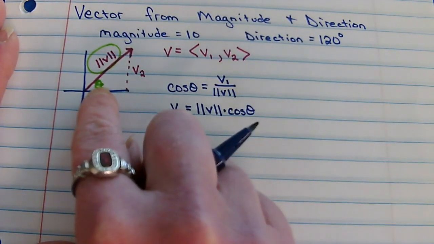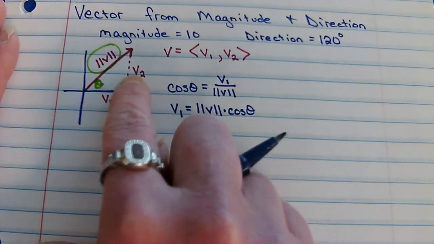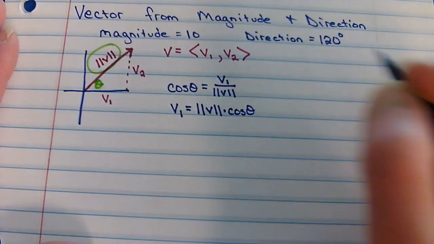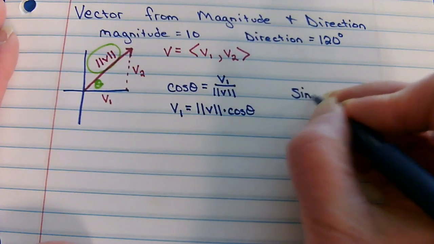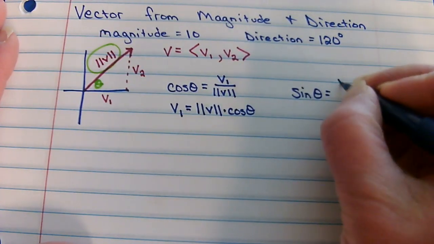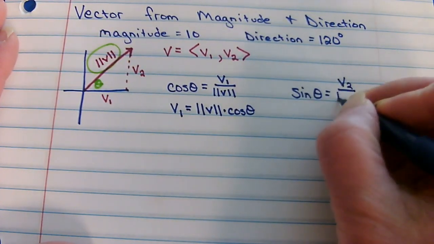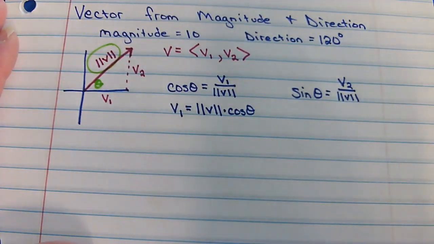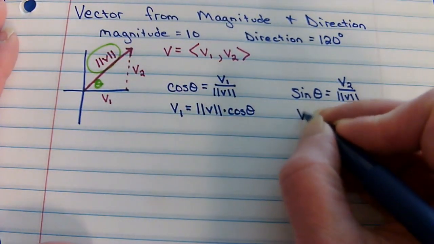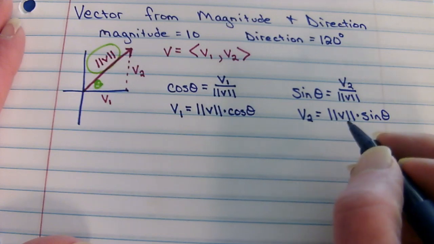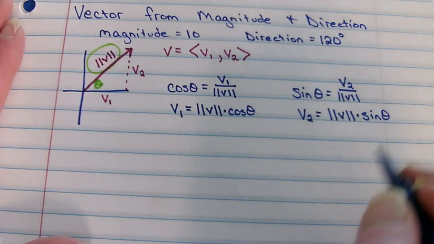For the vertical component, it is opposite. Opposite over hypotenuse is sine. So opposite over hypotenuse. The vertical component would be the magnitude times the sine of the angle.